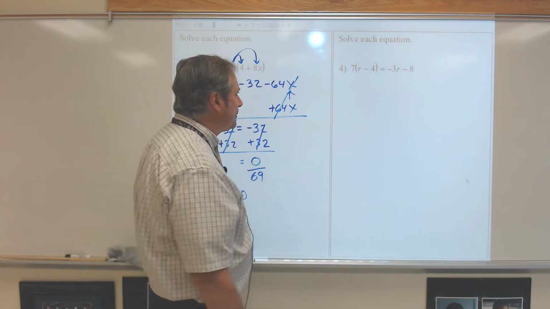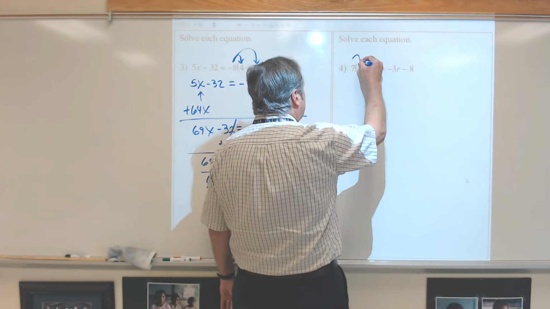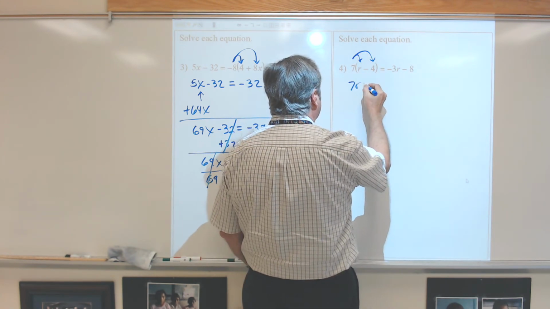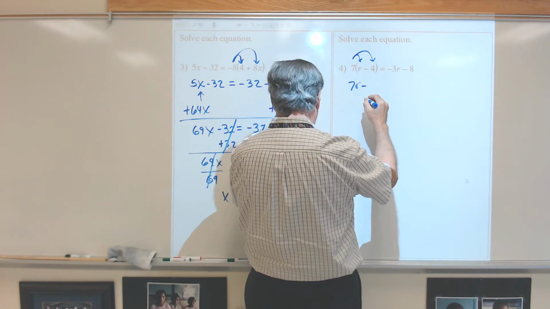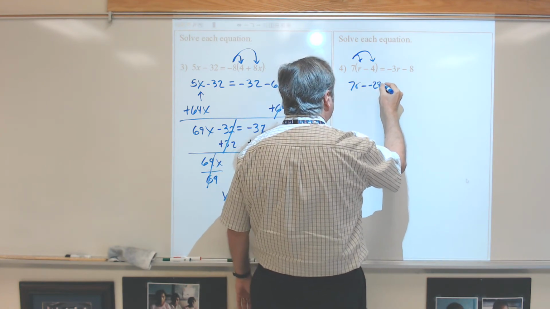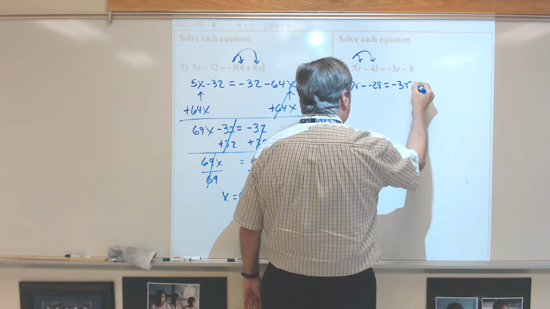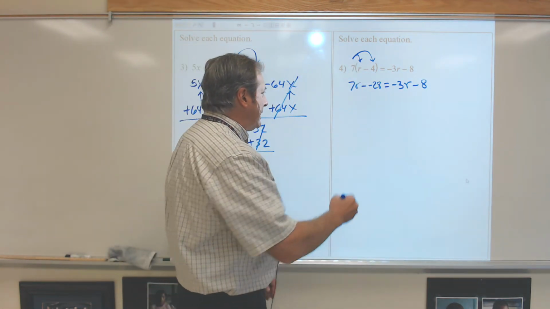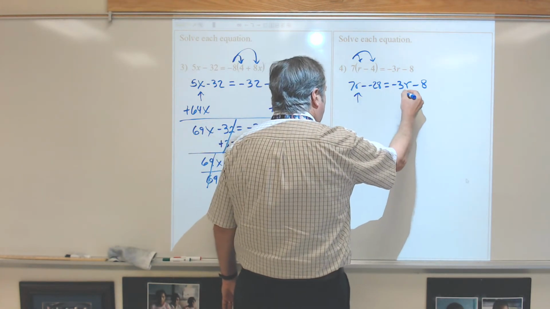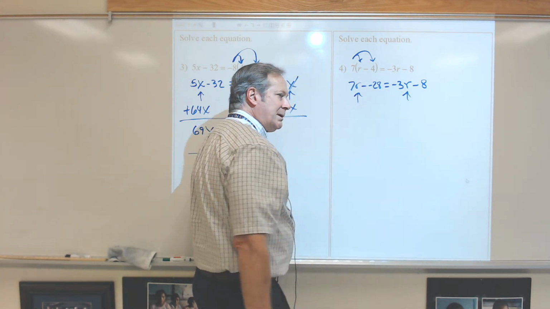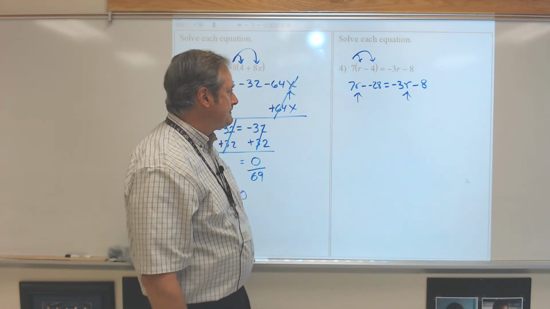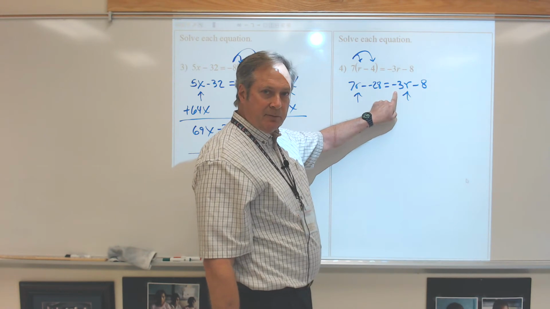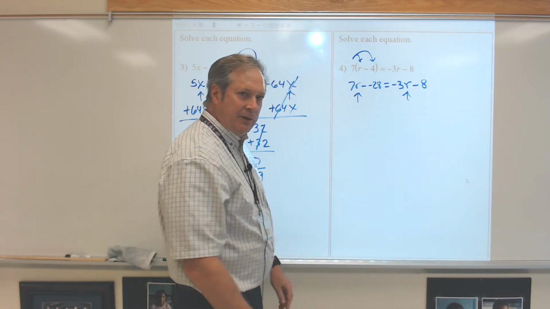All right, let's go on to number 4. Again, I see I need to distribute here and here. So 7r minus 7 times negative 4, negative 28, is equal to negative 3r minus 8. All right, again, I want to deal with the variables that are on both sides of the equal sign first. Which is the smaller coefficient, positive 7 or negative 3? Well, hopefully you understand that negative 3 is.